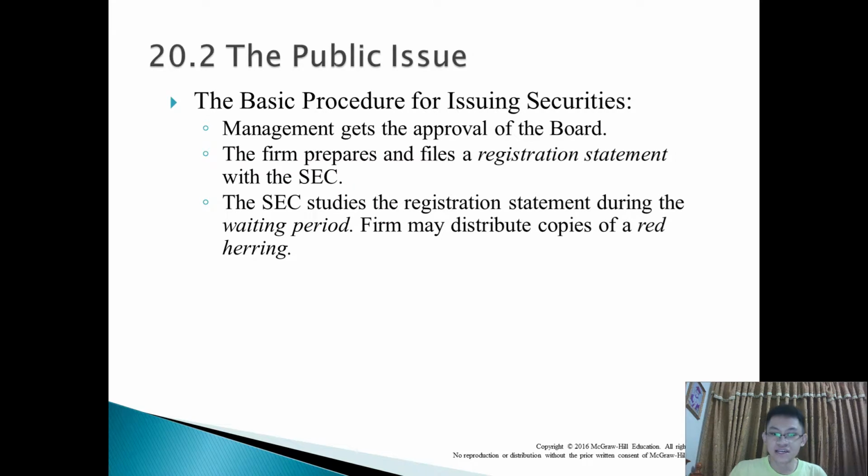Then the SEC will study the registration statement during the waiting period. The firm may distribute copies of a red herring during this period. A red herring is also known as a preliminary prospectus. It should be noted that the company cannot sell the securities during this period, but oral offers can still be made.